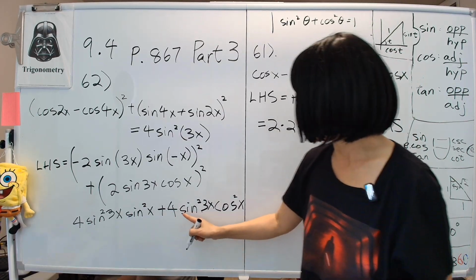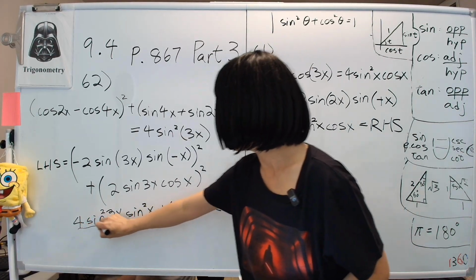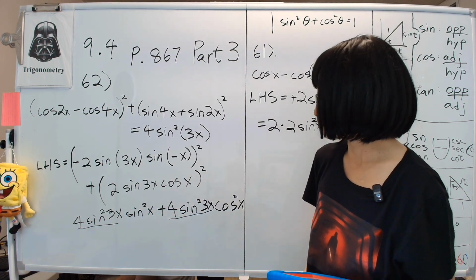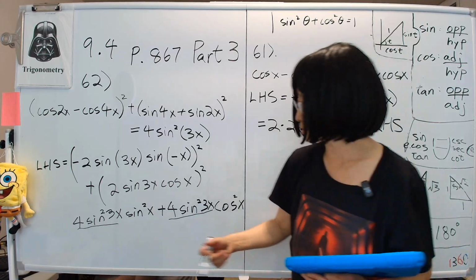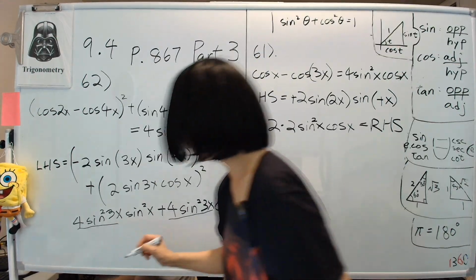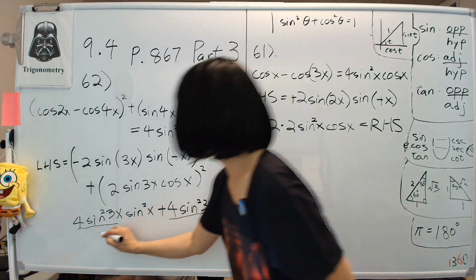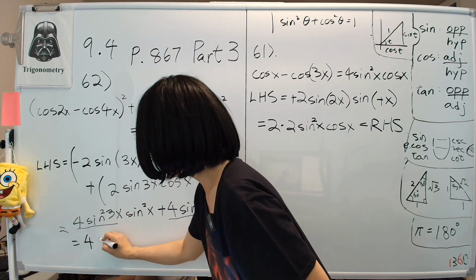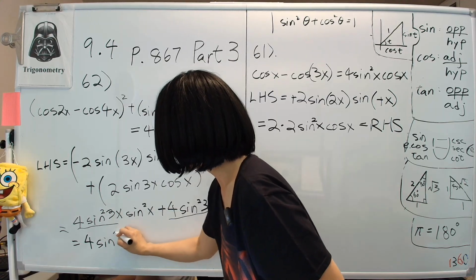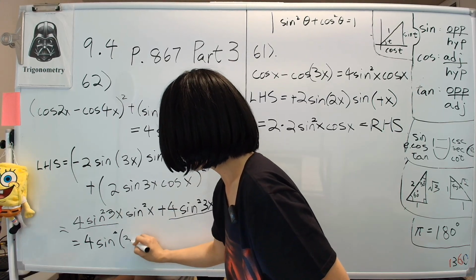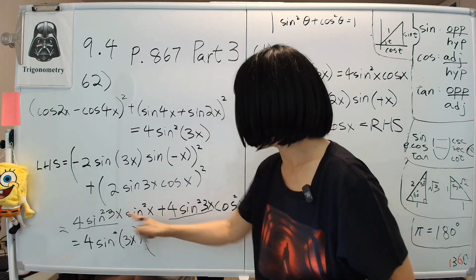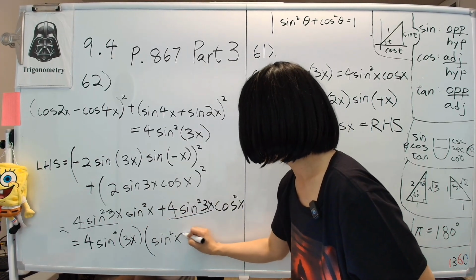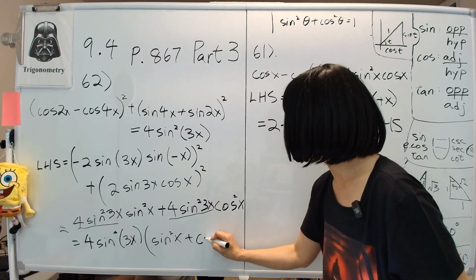Now you notice that there is a common factor here of 4 sine squared 3x, and right here 4 sine squared 3x. So whenever you see a common factor, let's take it out, just for the heck of it. So that equals 4 sine squared 3x, that's taken out. So what's left is sine squared x, and then plus cosine squared x.